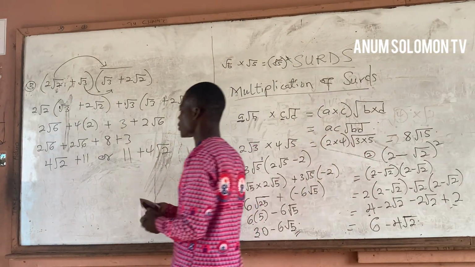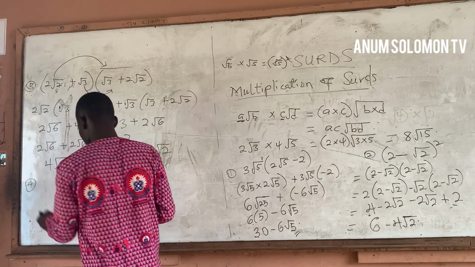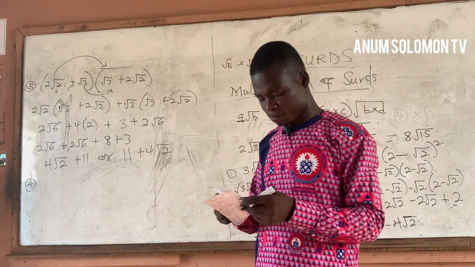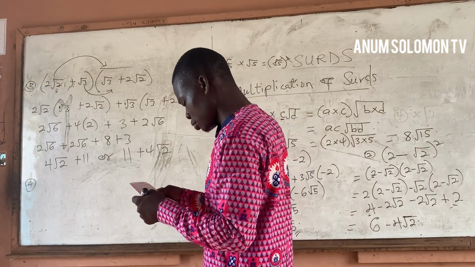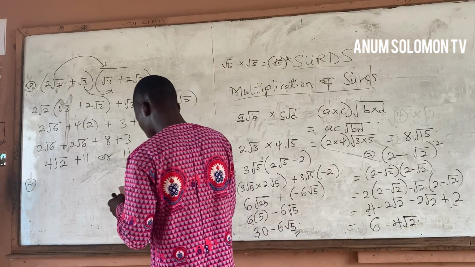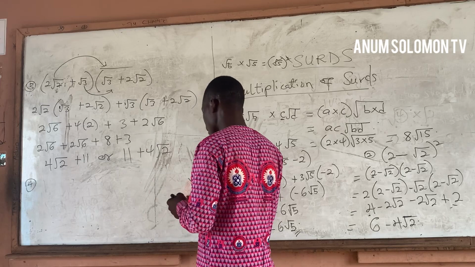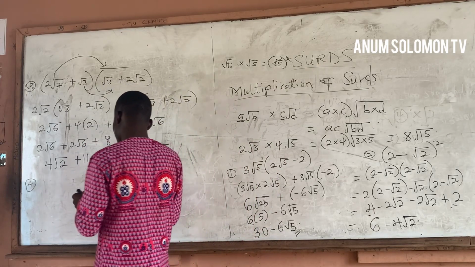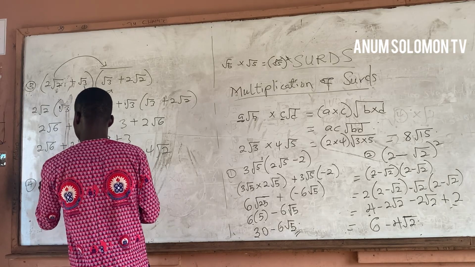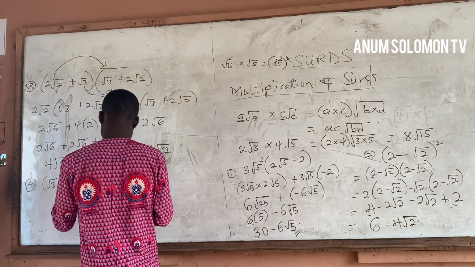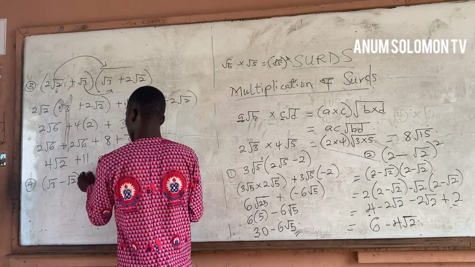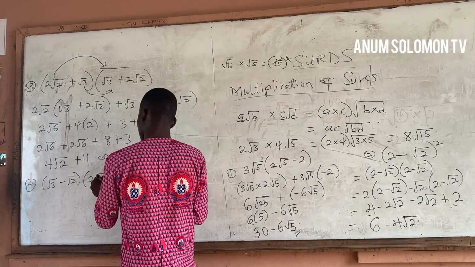Now let's look at problem number 4. Suppose we are to simplify root of 3 minus root 2, bracket 2 root 2 plus root 3.